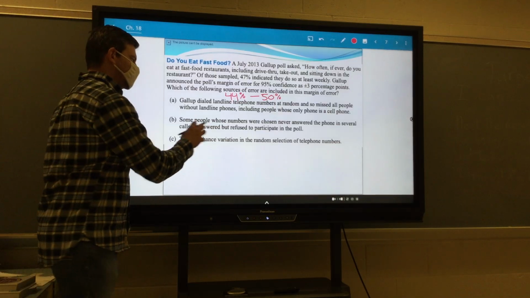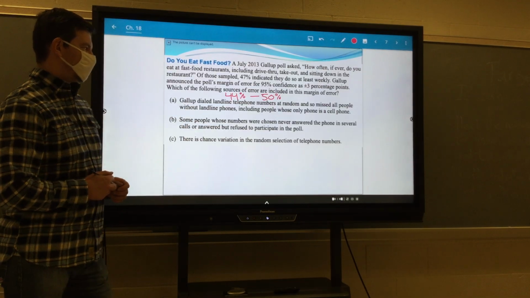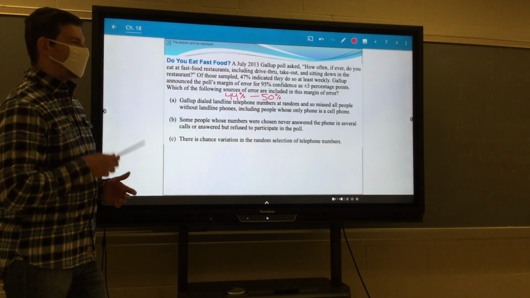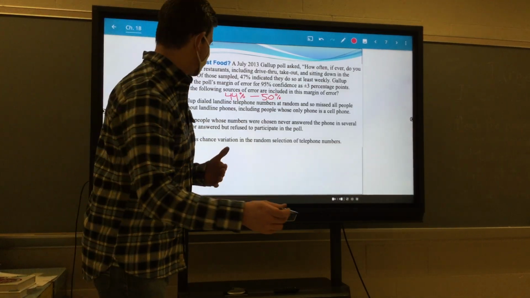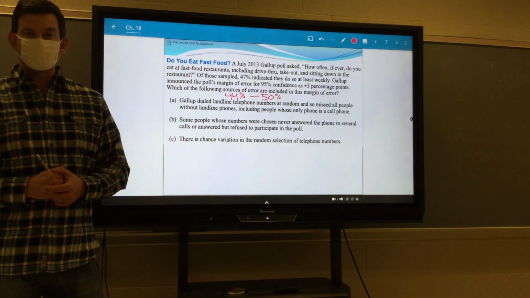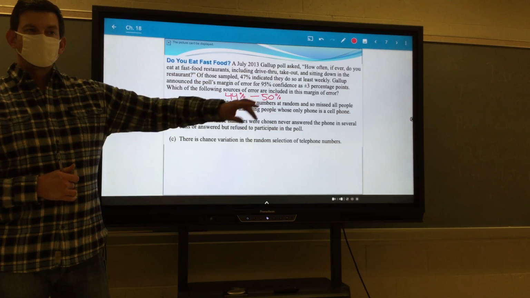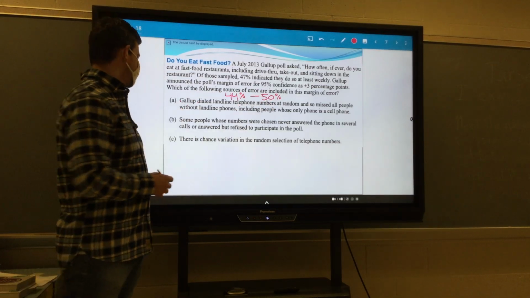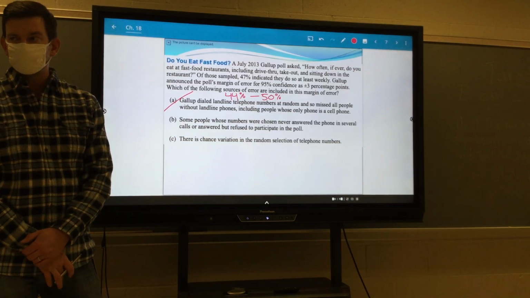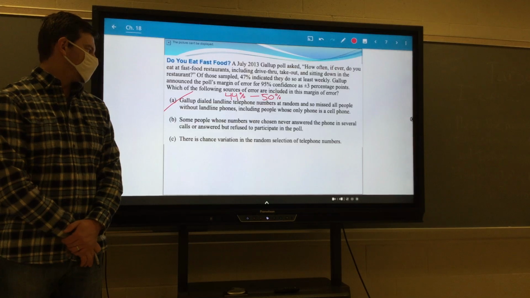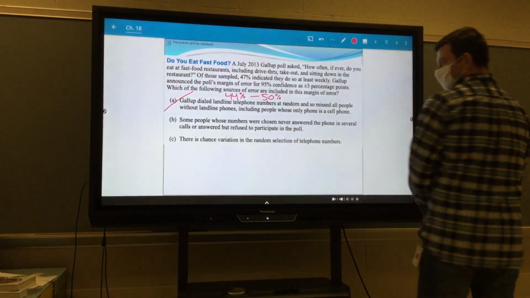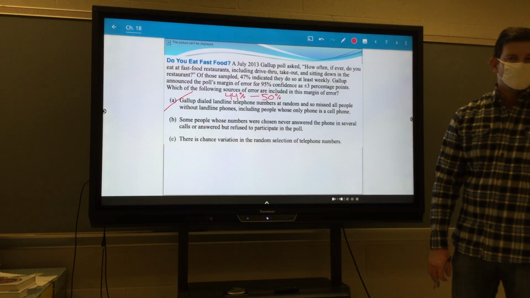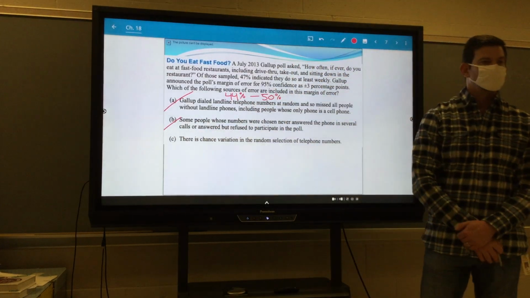Now, the way Gallup obtained this data, they dialed landline telephone numbers at random. There's that landline again. So it missed all of the people without landline phones. Okay, so we're skewing older, including people whose only phone is a cell phone. Okay? This poor methodology, this poor use of a sampling frame, that is not covered by the margin of error. Okay? Margin of error does not account for that. Secondly, some people whose numbers were chosen never answered the phone in several calls, or answered but refused to participate in the poll. Non-response, not covered by the confidence interval.